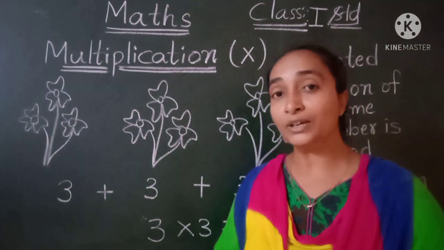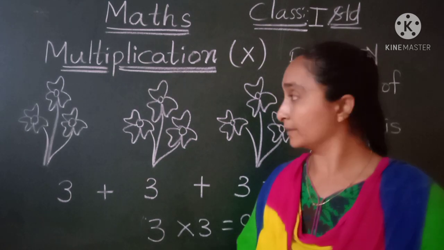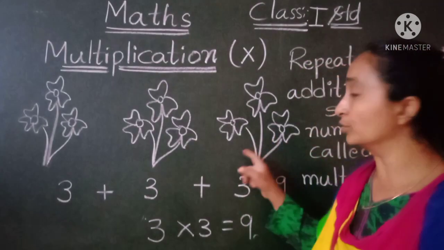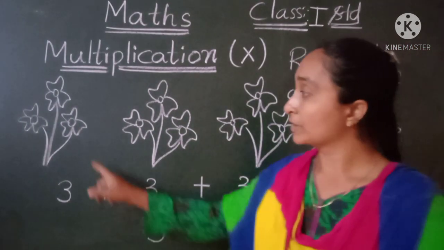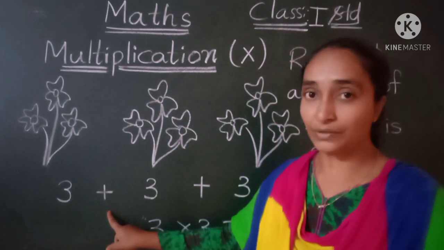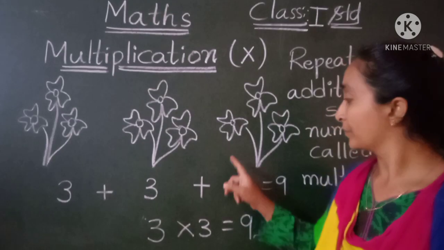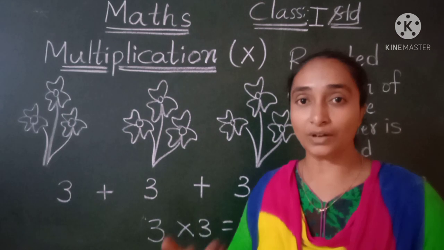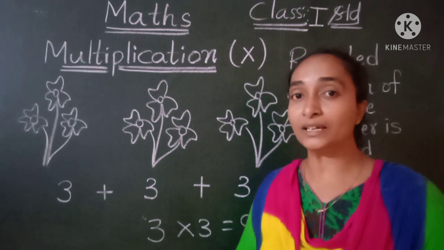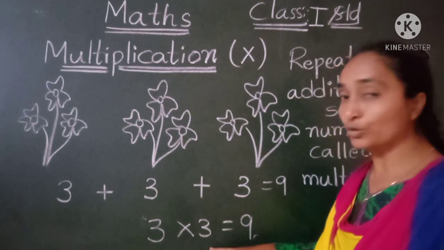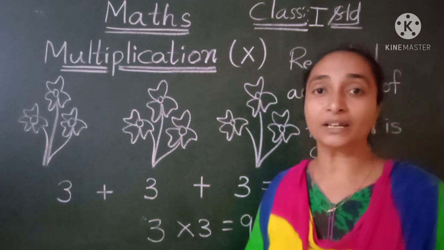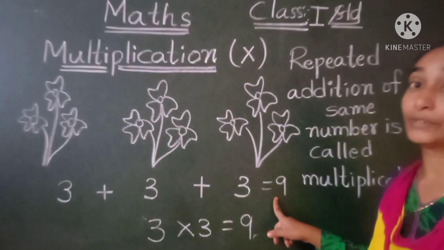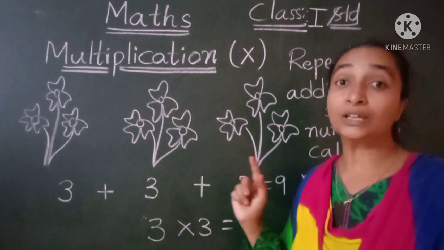In each group, how many flowers are there? 3 flowers are there. In the first group there are 3 flowers. In the second group there are 3 flowers. In the third group here also we can see 3 flowers. So 3 plus 3 plus 3. 3 flowers in each group. How many groups are there? 3 groups. In each group there are 3 flowers. So totally how many are there, children? Yes, 3 plus 3 plus 3 is equal to 9. So totally 9 flowers are there.